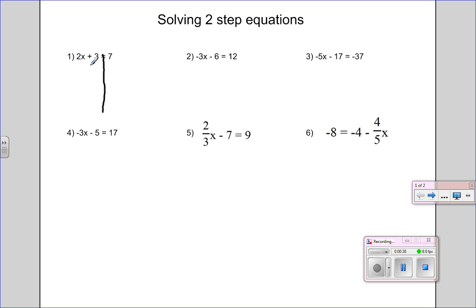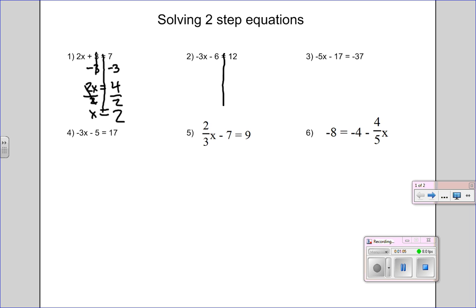And you have to ask yourself, well, what's the opposite of plus 3? Well, minus 3 to both sides. So 3 minus 3 is 0, so it goes away. And you're left with 2x equals 7 minus 3, which is 4. Now this looks like just a one-step equation. 2 times x equals 4. Well, how do we undo multiplication? Division. Divide both sides by 2. So x equals 4 divided by 2, which is 2.